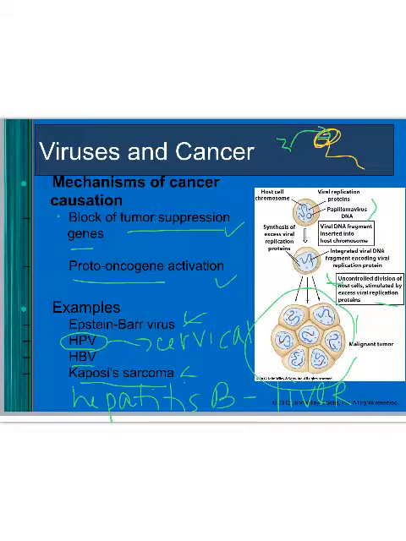Kaposi's sarcoma, it's becoming more and more rare, but it's associated with HIV. So in the old days, when someone had HIV and it progressed to AIDS, one of the first symptoms of having AIDS would be this Kaposi's sarcoma. So it's a little known cancer, and it only usually occurs in HIV patients. But nowadays, HIV is detected early enough that people don't progress to AIDS.